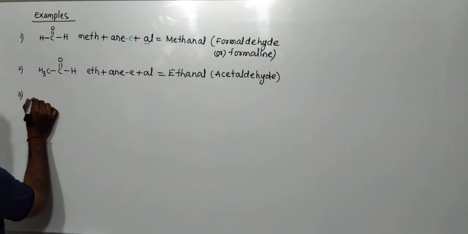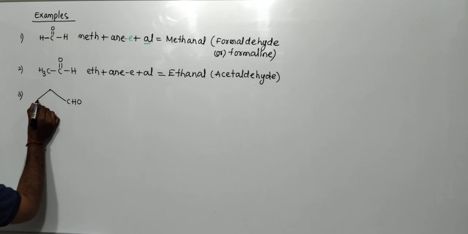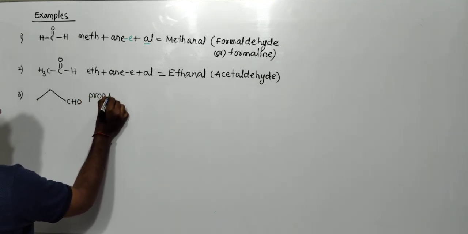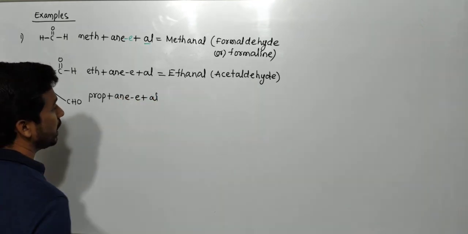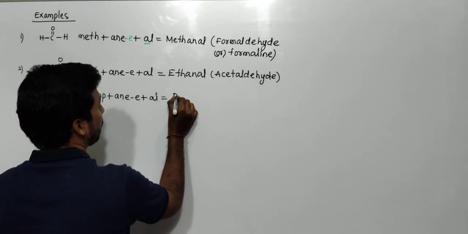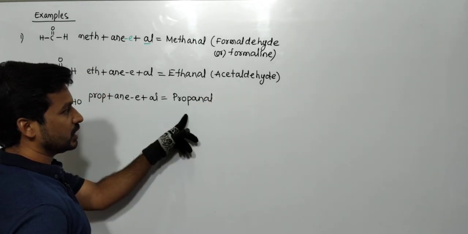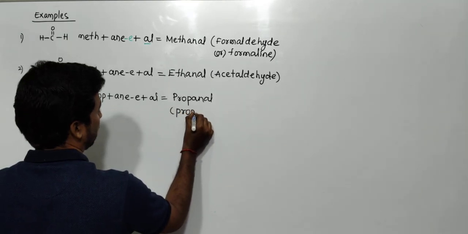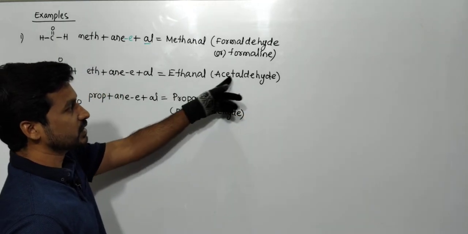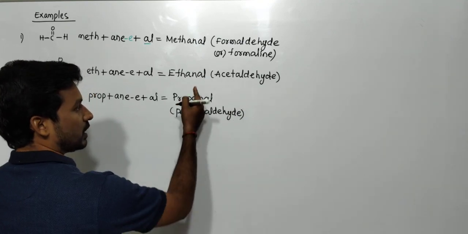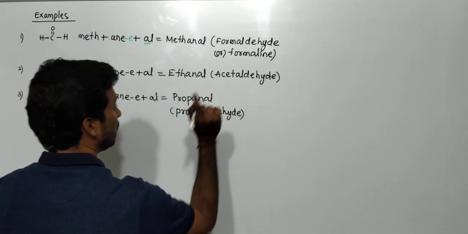Next, if I write the bond-line formula like this, how many carbon atoms? This carbon, this carbon, this carbon, total 3 carbons. So the root word is prop. Between those 3 carbon atoms, single bonds, so ane, remove e. Whenever a CHO group appears, write al. Total: propanal, or propanaldehyde. This one is ethanal, also called ethanaldehyde, but acetaldehyde is very familiar compared to ethanaldehyde, so I have written acetaldehyde.